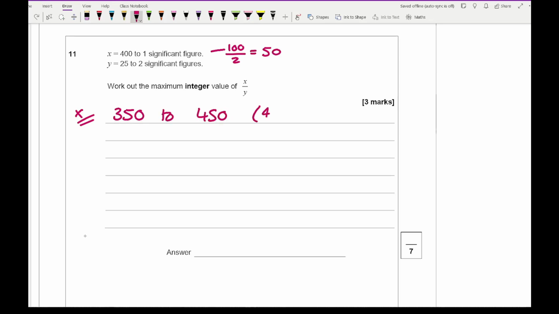Or you could write 449.9 recurring. Then for y, it's either going to be 24.5 to 25.5, or 25.49 recurring.